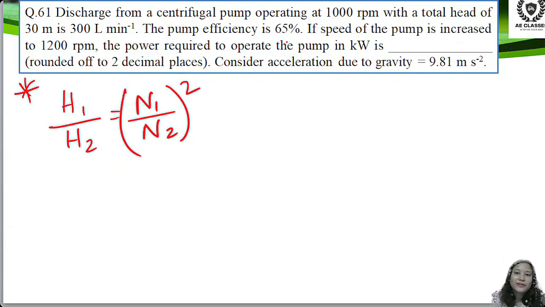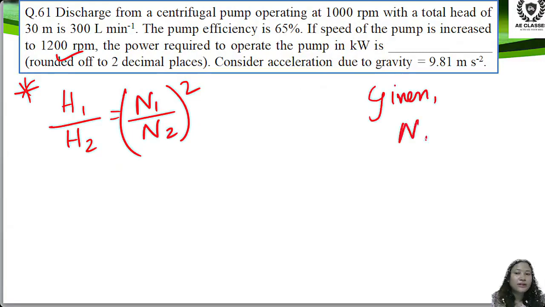65%. Okay. So now, once the speed is increased, what is the power required to operate the pump? After increasing the speed, what is the new speed here? 1200 RPM. Okay. So you see, let's look at what are the things which are given.